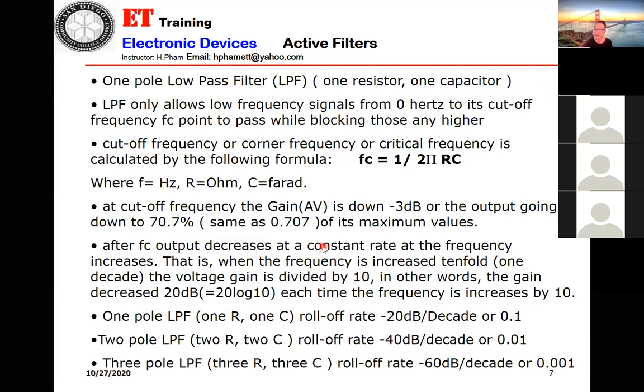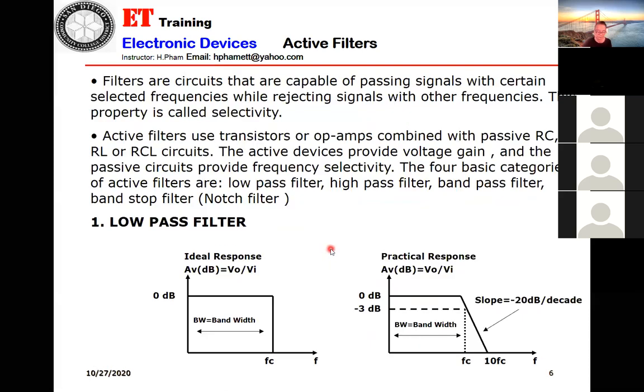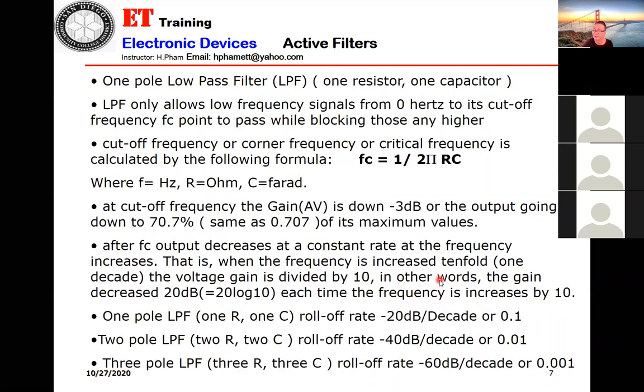So, that angle there, you have minus 3 dB equal to FC. So 10 FC is really minus 20 dB. Is that correct? Right. It depends on how many poles. Right here, how many poles? Okay, for a low pass filter with one pole, that means only one resistor and one capacitor.